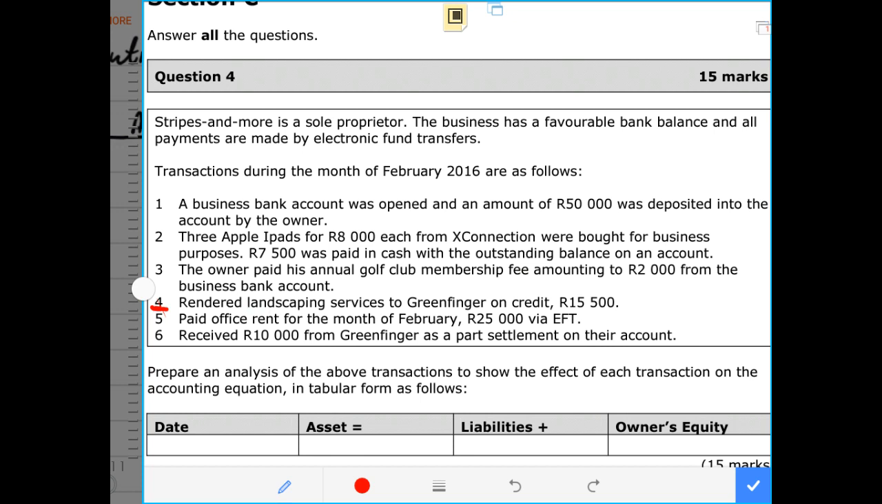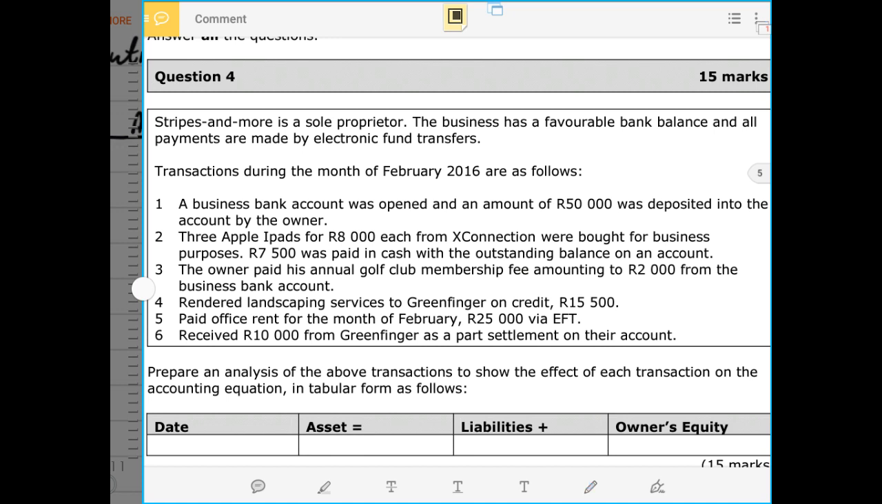Therefore now they have done the landscaping to their client, and the landscaping amounted to 15.5, but it was done on credit. Remember, landscaping in this case will be income. So now this is the main income of this business, and because this income was not yet received, the rendering of the service was done on credit. Therefore now accounts receivable, which is an asset, will be increasing at the same time. That will mean assets will increase, and also the income, which will affect our owner's equity, will also be increasing.